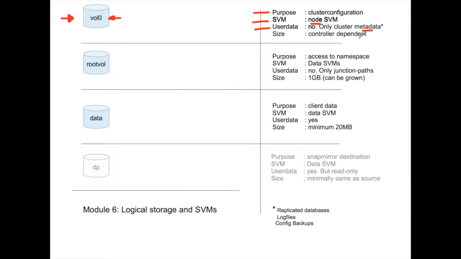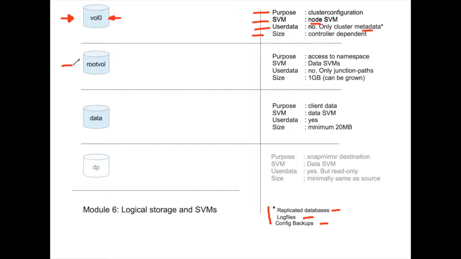Now, when you look at that, what you see here is that the metadata consists of replicated databases, which we will talk about later, log files, which we will also look at later, and configuration backups, which we will also look at later. So in a sense, your vol 0 never contains user data. And of course, the size of such a volume is controller dependent. The larger the controller, the bigger the volume.